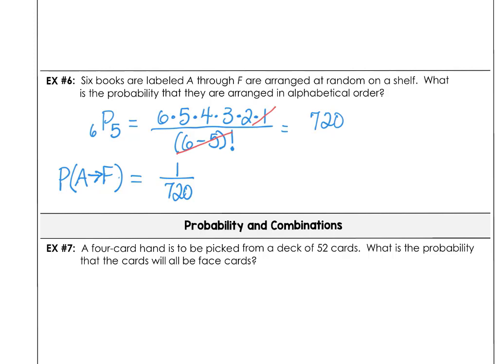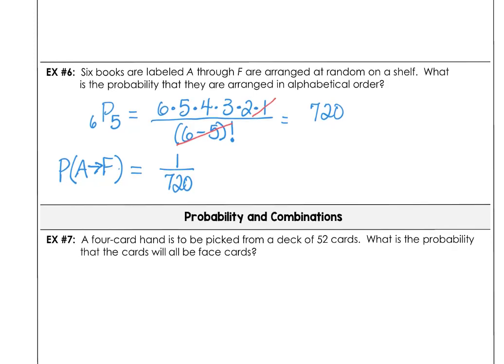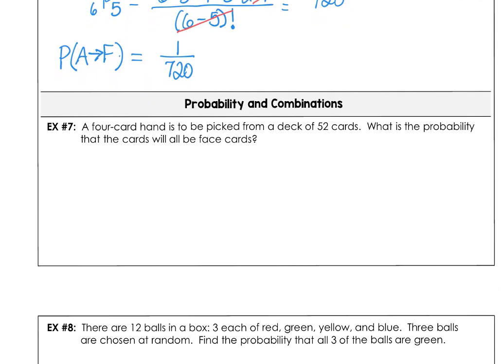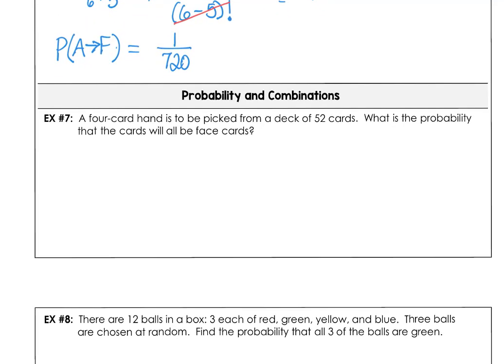And then in example 7, we're looking at a 4-card hand to be picked from a deck of 52 cards. What's the probability that the cards will be face cards? So the face cards in a deck of cards are the Jack, Queen, and King. So we have Jack, Queen, King. And in any deck of cards, there's 4 suits, which are diamonds, hearts, clubs, and spades. Out of 4 suits with 3 face cards, there are 12 face cards in all.